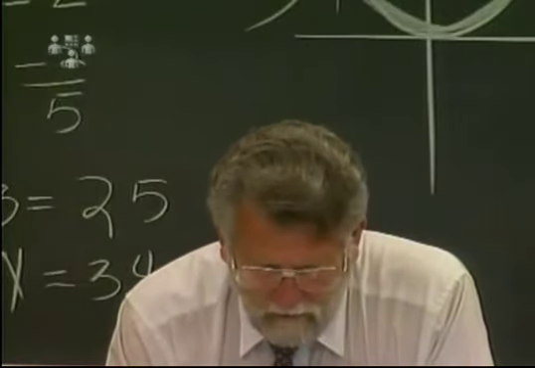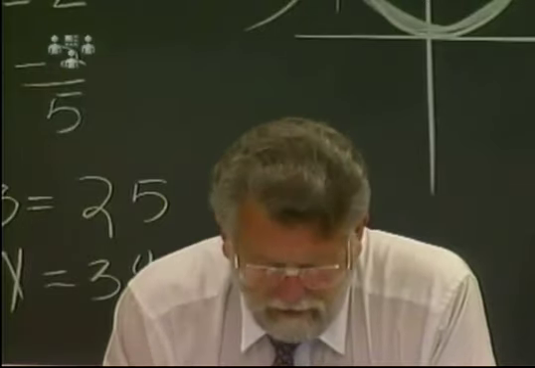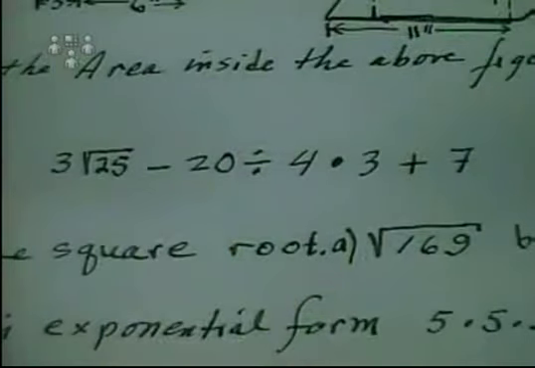Simplifying in terms of order of operations. This is problem number 16. 3 to the square root of 25 minus 20 divided by 4 times 3 plus 7. What order of operations do you follow? Well, square roots first, the radical, but then multiplications and divisions in order given.